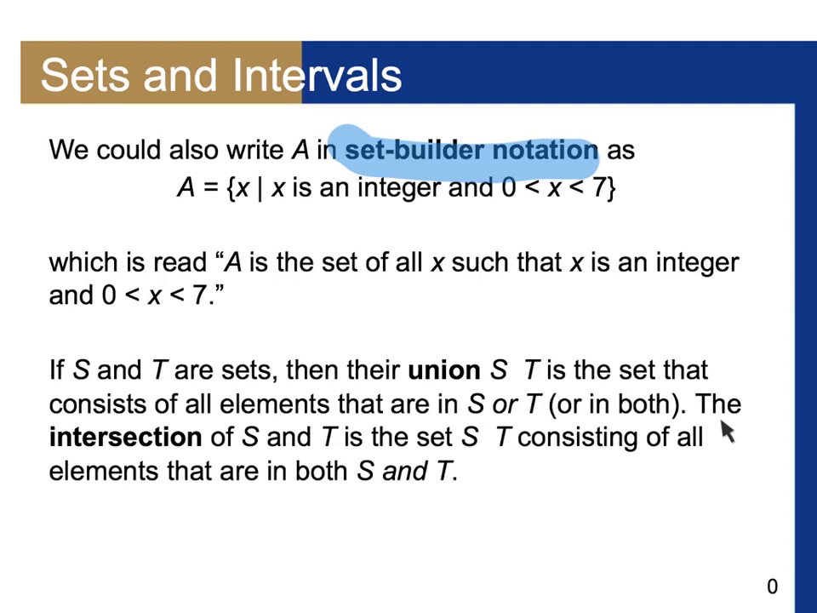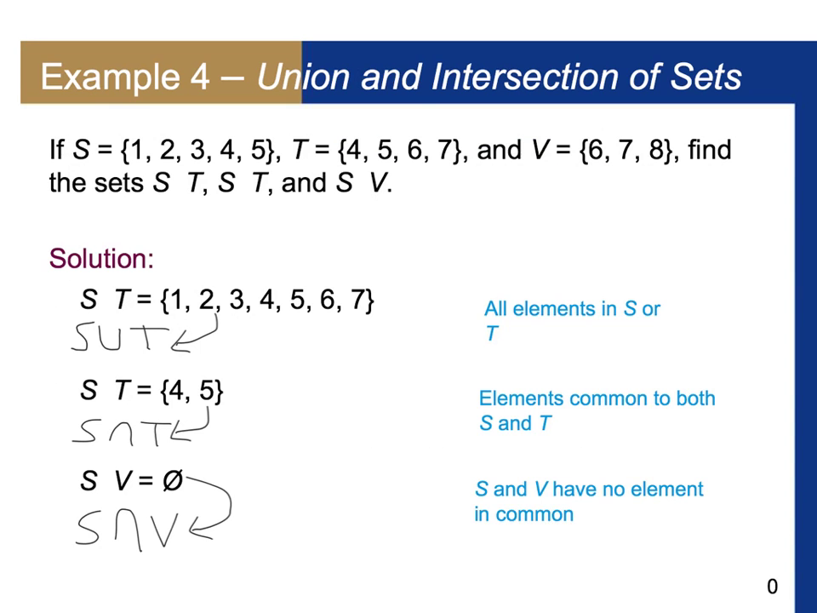Intersection would be just the ones that are in both sets, all elements that are in both S and T. Now let's look at a few sets here. We have set S, which is 1, 2, 3, 4, 5. Set T, which is 4, 5, 6, 7, and set V, which is 6, 7, 8.